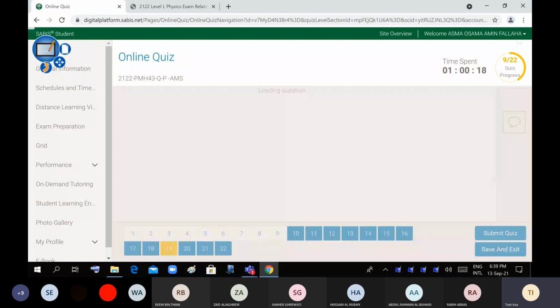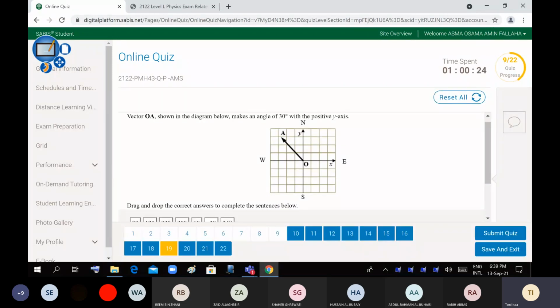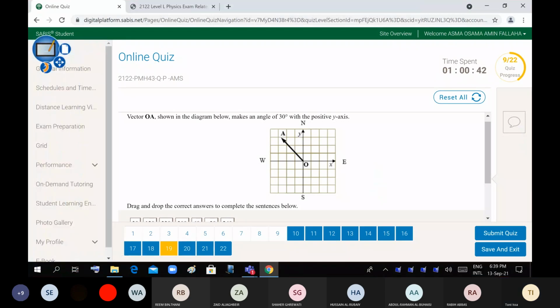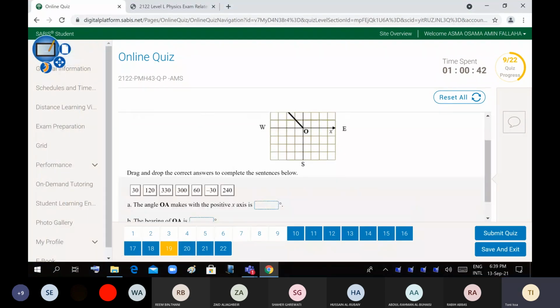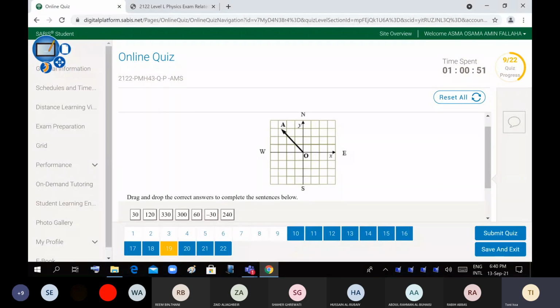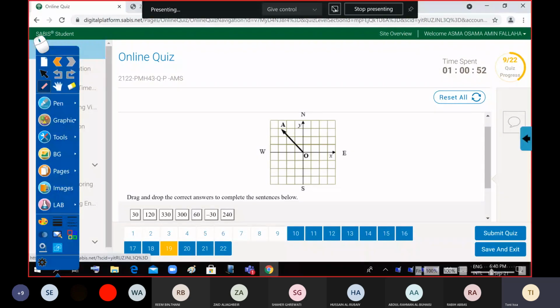Finally there. So vector OA shown in the diagram below makes an angle 30 degrees with the positive y-axis. So the angle here is 30 degrees. Now drag and drop the correct answer. So the angle OA makes with the positive x-axis, the bearing, and the mariner's compass. Okay, so let's find them. So here, this is what you are given. This is 30 degrees as they said.